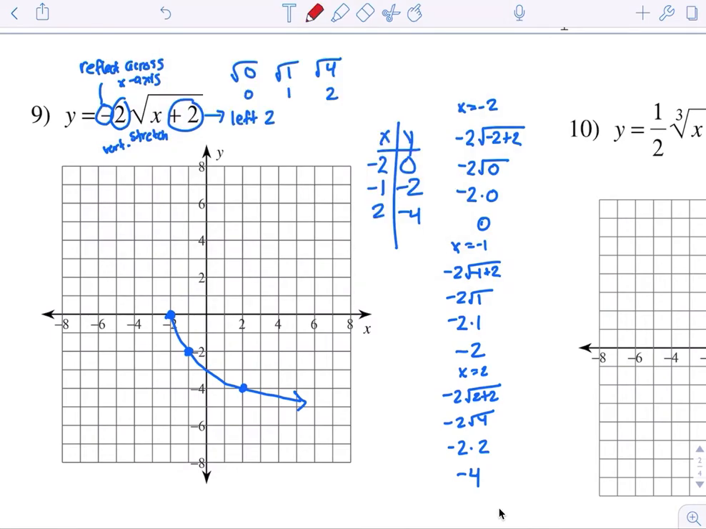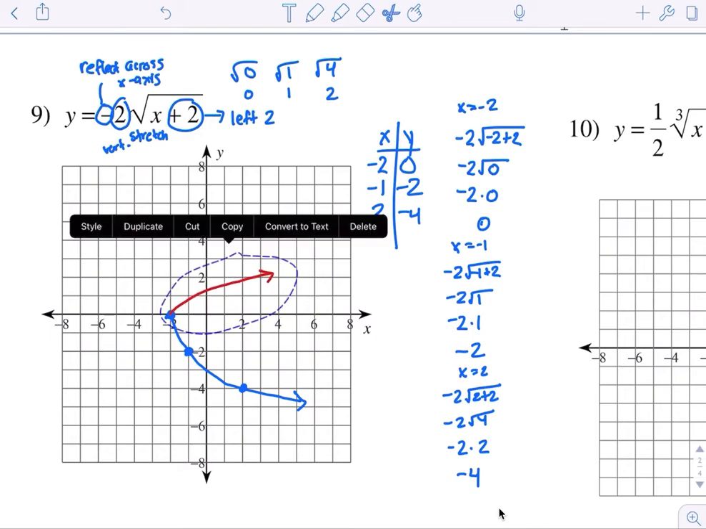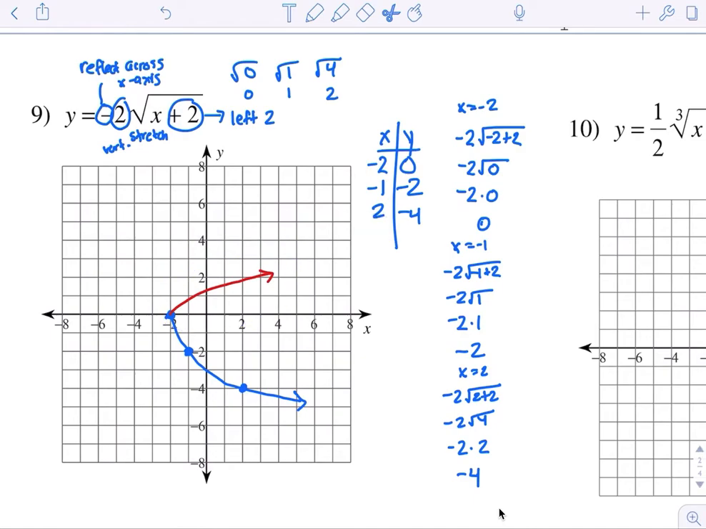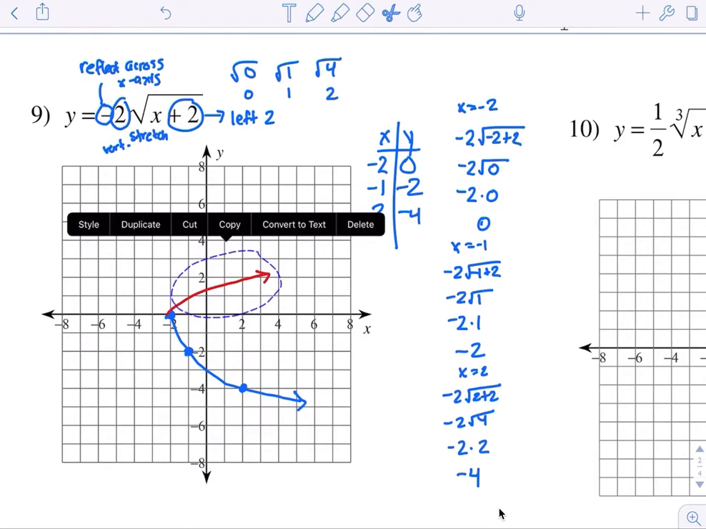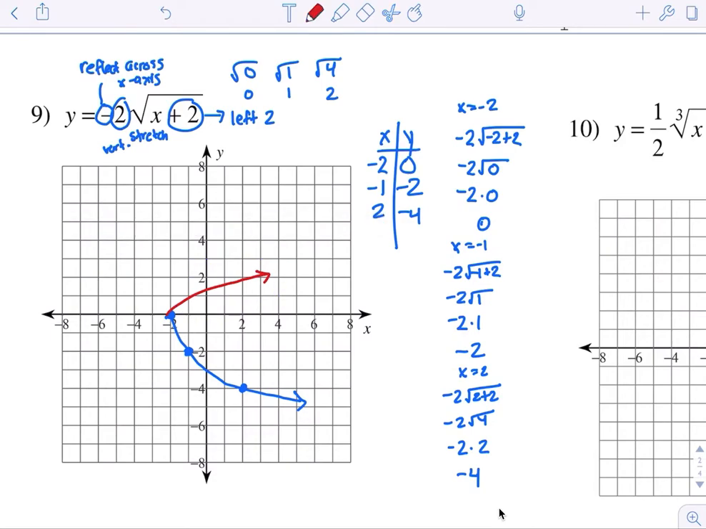So if this was truly my parent function, you would move it to the left 2, which would have been there. You would have reflected it across the y-axis. So I don't think this could reflect. Well, anyway, your reflection then would be something like this. And then since it's a stretch, that makes sense that it matches up. So you know that you did it correctly because it all matches up using your transformations.